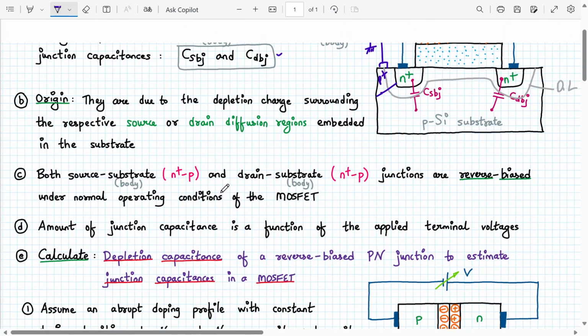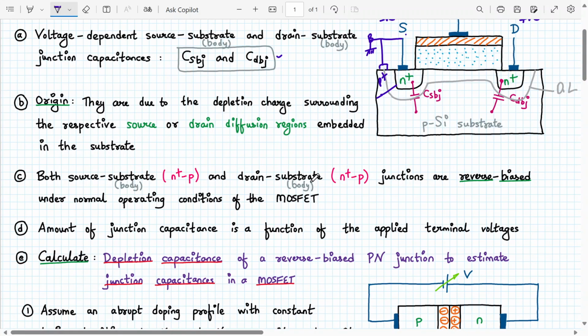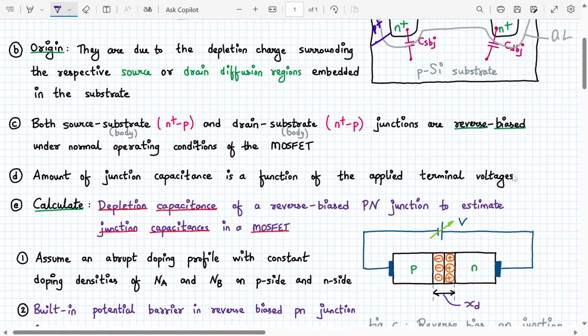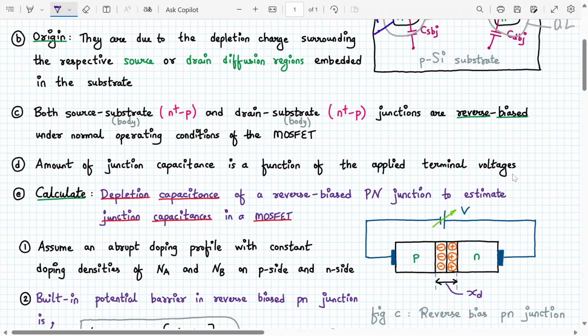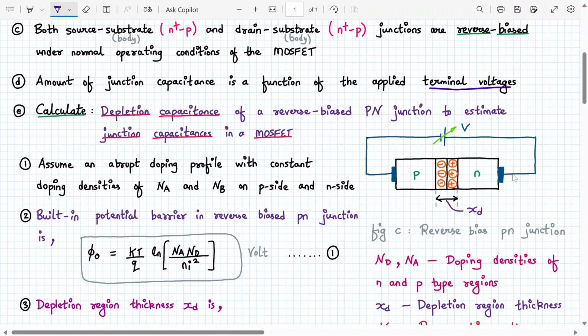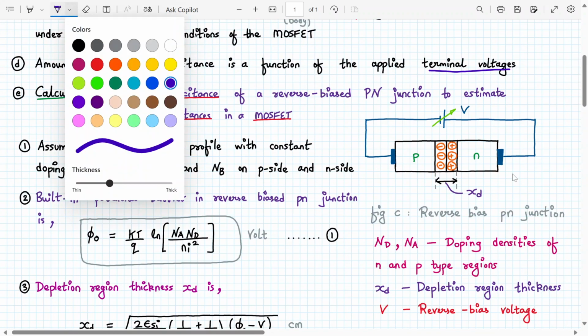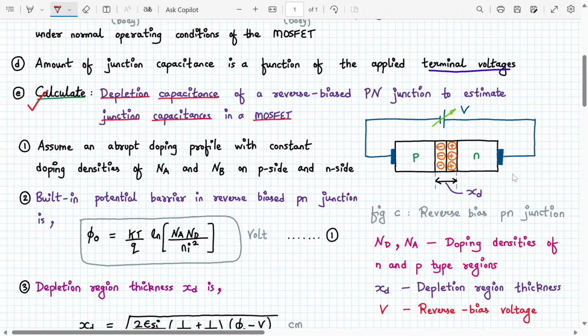So here, both source-substrate and drain-substrate junctions are reverse biased. That is the meaning of it, reverse bias, under normal operating conditions of the MOSFET. So the area of the junction capacitance is a function of applied terminal voltage. Okay. Now, this is, let's say, a little bit of a sidetrack, but this is required. Sidetrack in the sense we will be indirectly finding the depletion capacitance or the junction capacitance inside a reverse biased PN junction diode, and then we'll apply this in our case.